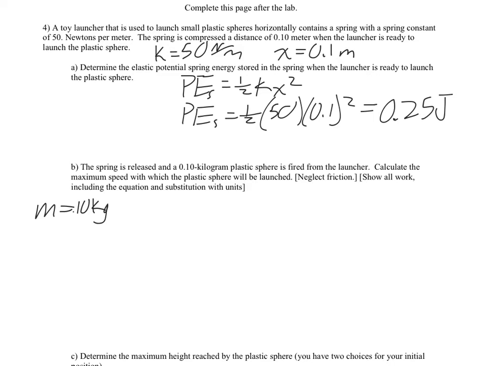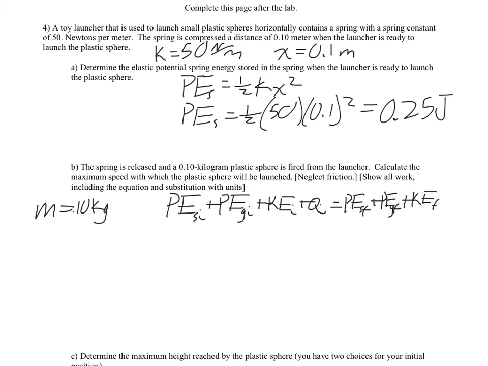Okay? So if we were to write everything out, just to show this the long way, we have potential energy of the spring initial, plus potential energy gravitational initial, plus kinetic energy initial, plus Q initial, equals potential energy of the spring final, plus potential energy gravitational final, plus kinetic energy final, plus Q final. Now we're going to go through these one by one to see what's zero. It says neglect friction and there's no mention of internal energy, so the Q's go away.